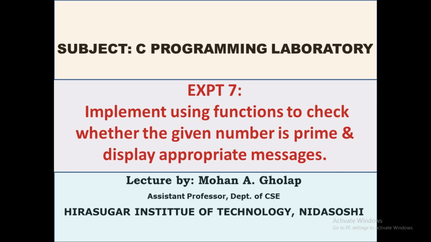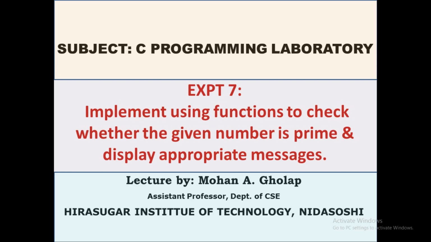You might have already studied prime numbers in your 10 plus 2 or in high school days. So what is a prime number? We can define a prime number as a number which is divisible by only 1 and itself. You take any number, if it is divisible by only 1 and itself, then it is a prime number, else it is not a prime number.